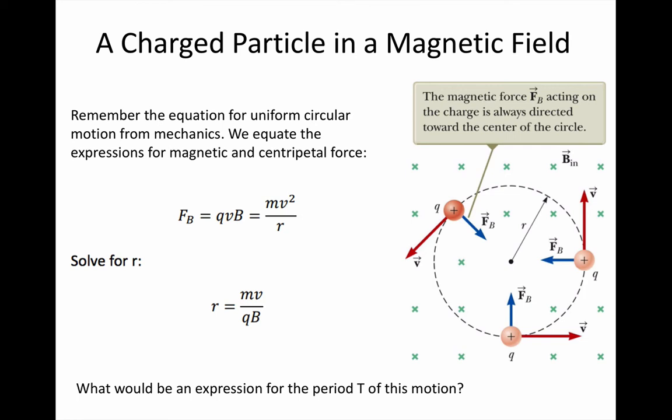So BQV, since it's at right angles, equals mv squared over r. Now we can cross out one of the v's, and we can make r the subject. And then we will find that r will equal mv over qB. I want you as an exercise now to work out what would be the period T, which is the time to do one complete circle.